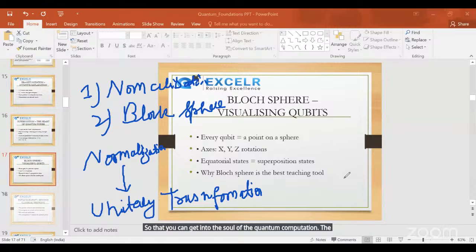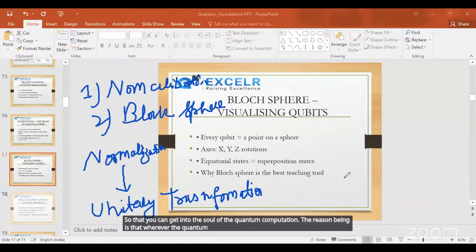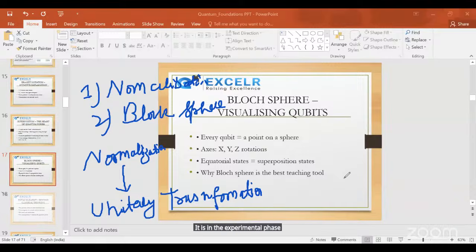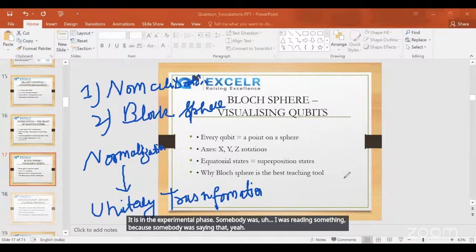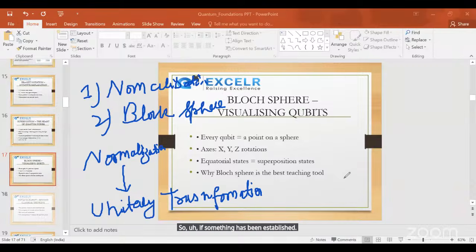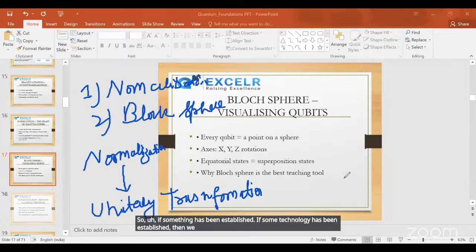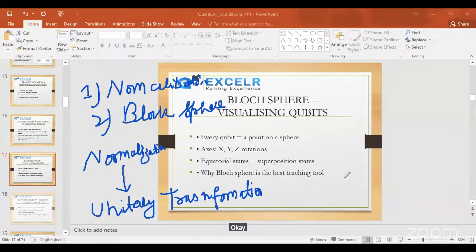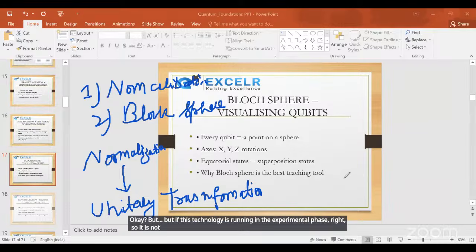The reason is that wherever quantum computation is running, it is in the experimental phase. Somebody was saying that this technology has always come. I will talk more about this technology in these 3 days. Quantum computation is still in the research phase. If a technology has been established, then we need not go into so much theoretical detail. But if this technology is running in the experimental phase, it is not totally evolved.